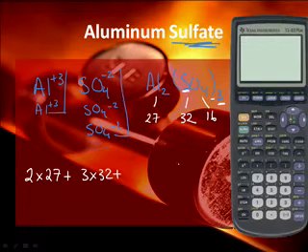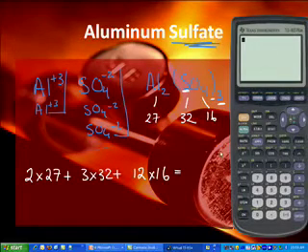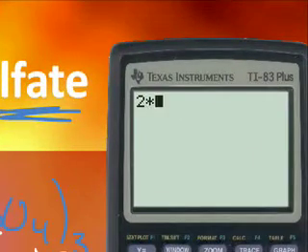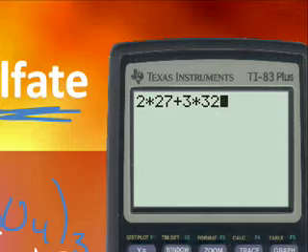plus oxygen. 3 times 4 would be 12, because it's 3 times whatever's in the parentheses. 12 times 16. And that would be your molar mass calculation. So let's go to the calculator: 2 times 27 plus 3 times 32 plus 12 times 16.